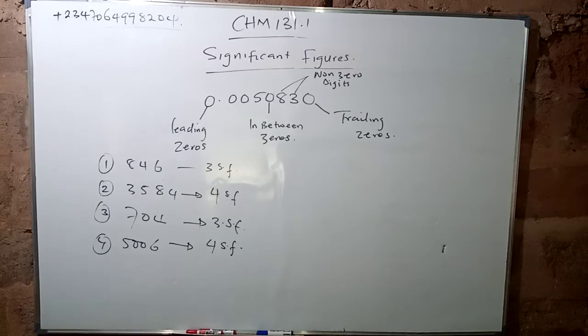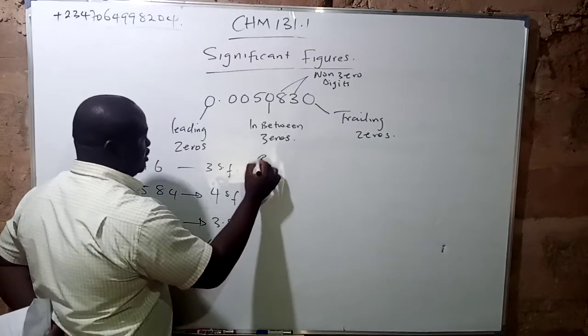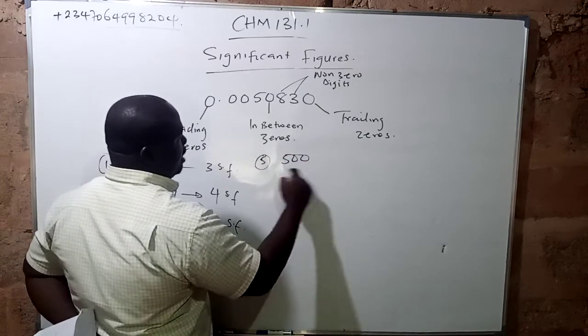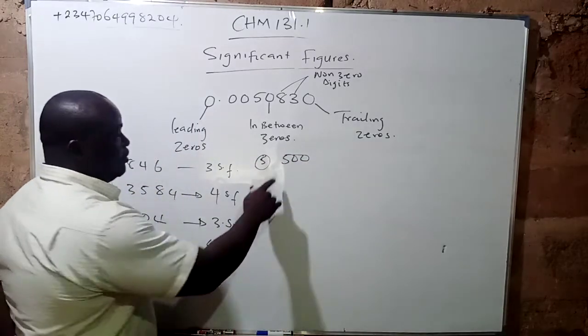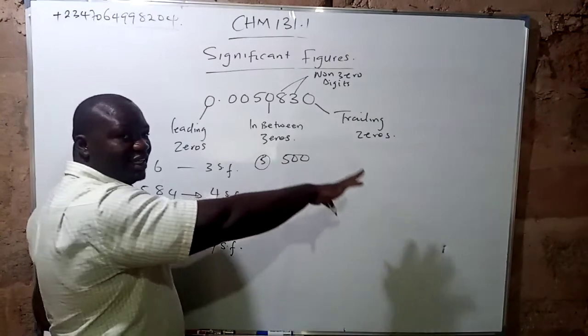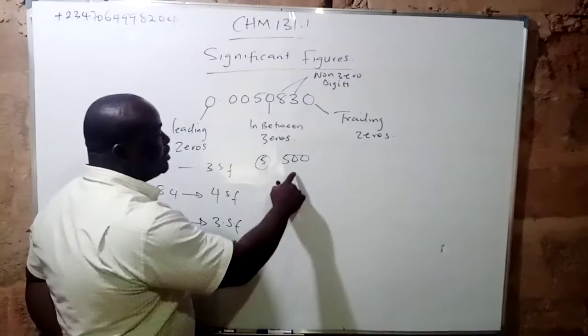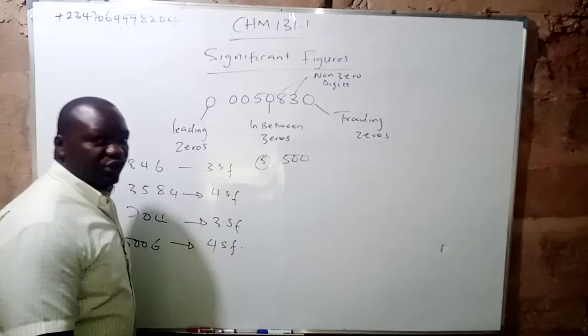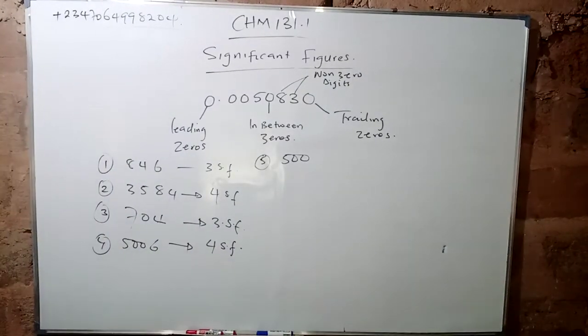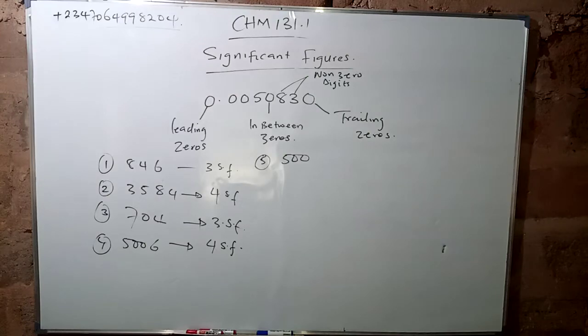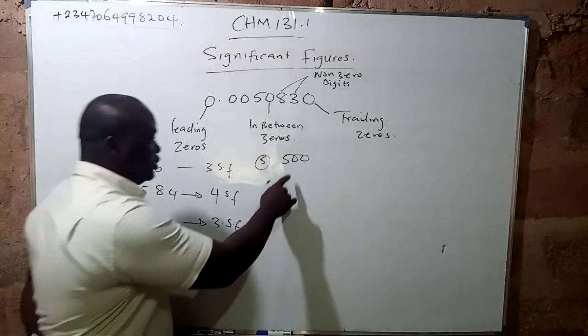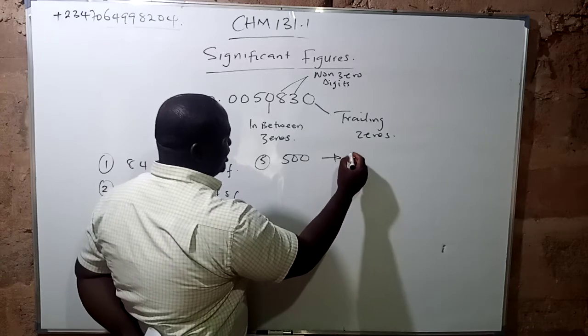Now, what about if the zero is to the right of the non-zero numbers? Look at what I'm saying. What if you have, for example, 500? How many significant figures is it? If the zero is on the right-hand side, we call them the trailing zeros. You don't count the trailing zeros if there is no point. From this number, you can see that we don't have a point here, so you don't count these trailing zeros. And so this is just 1 significant figure.